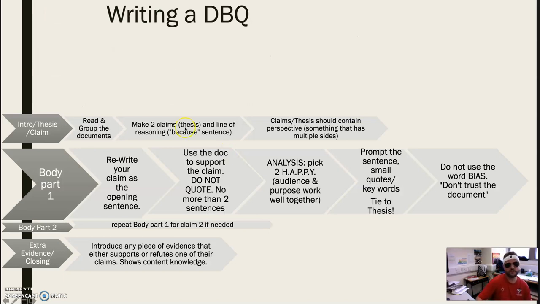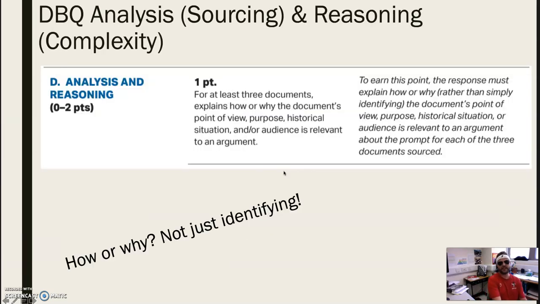All right, so we have intro, we have body part 1, body part 2, back to body part 1. Using the source to support the claim, we have our evidence. Now let's move on to analysis. So let's look at what the rubric actually says. For at least 3 documents, explain how or why the document's point of view, purpose, historical situation, and/or audience is relevant to an argument. To earn this point, the response must explain how or why rather than simply identifying the document's point of view. This is really important, right? How or why, not just identify.